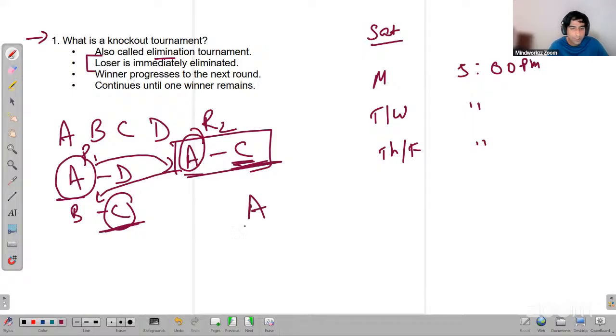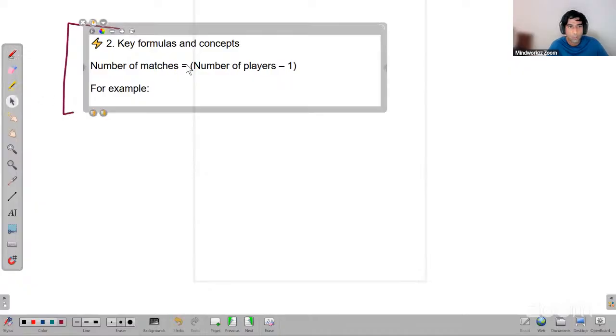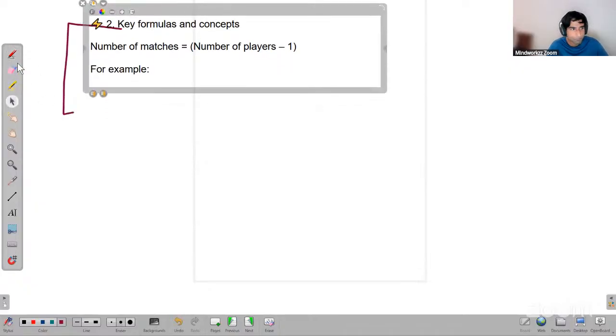So A is going to be the winner of the entire tournament, because we are taking an elimination tournament wherein when somebody loses once, they are eliminated. And whoever wins progresses to the next round. This is essentially the basic concept of this chapter of knockouts. Now, let's come to a little bit of key formulas and concepts of this question type.